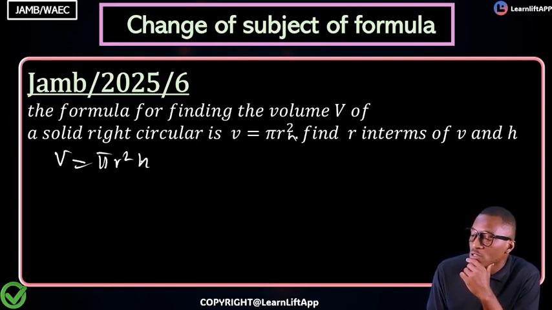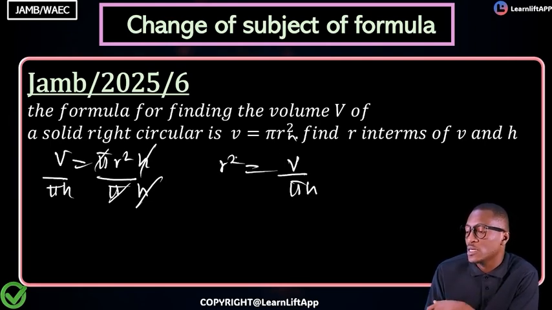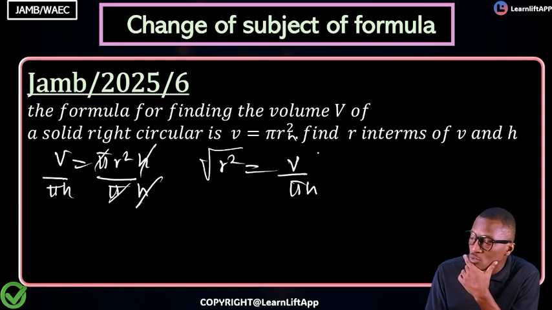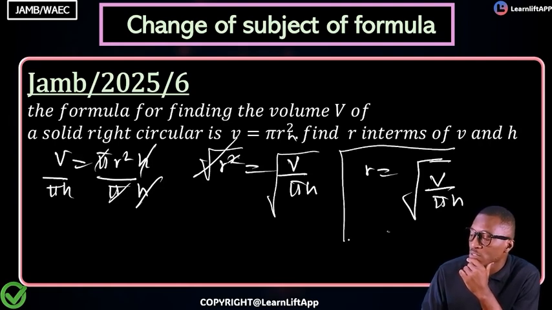So the question says make r the subject of the formula. How do you make r the subject of the formula? First, this is the same thing as divide both sides by pi and h. Divide here by pi and h. So h cancels h, pi cancels pi. So we're going to have r squared is equal to V all over pi h. Now we are not done, this is r squared, so find the square root, the square root to cancel the square. So we're going to have r is equal to square root of V all over pi h. So this becomes the answer.